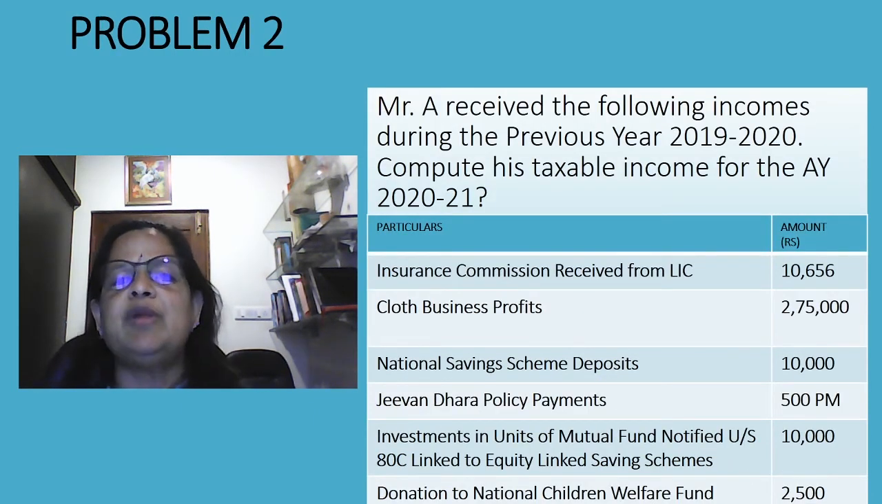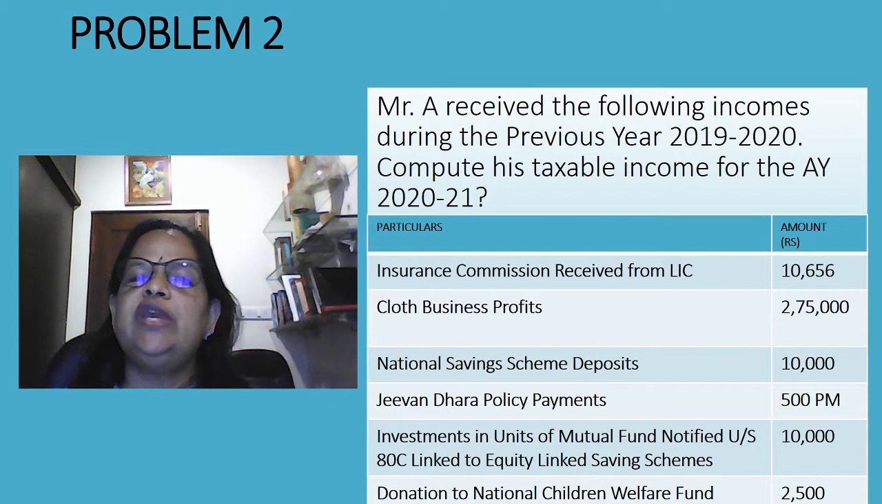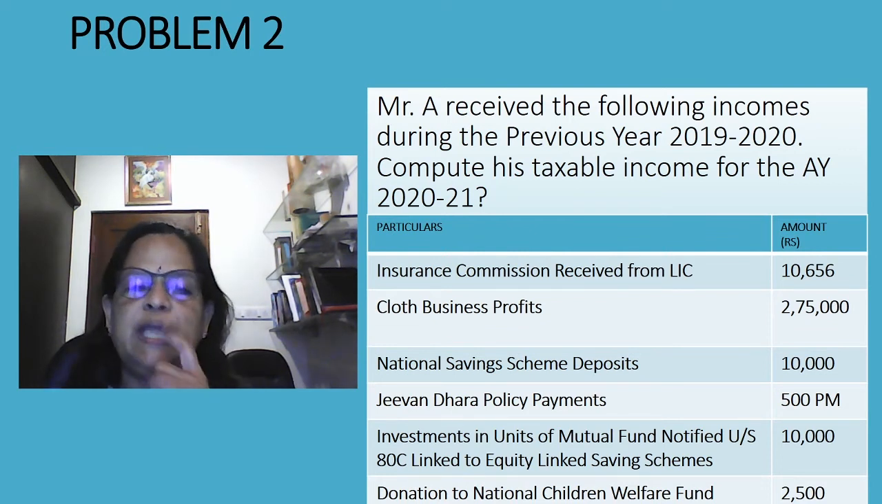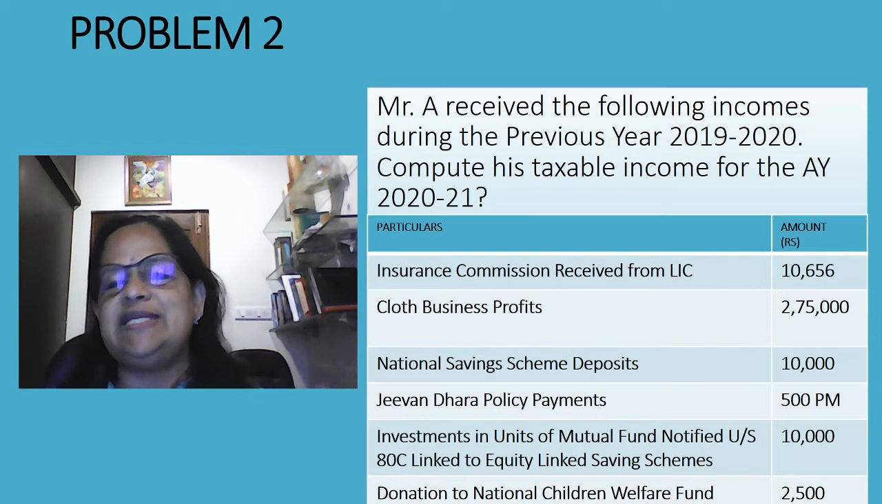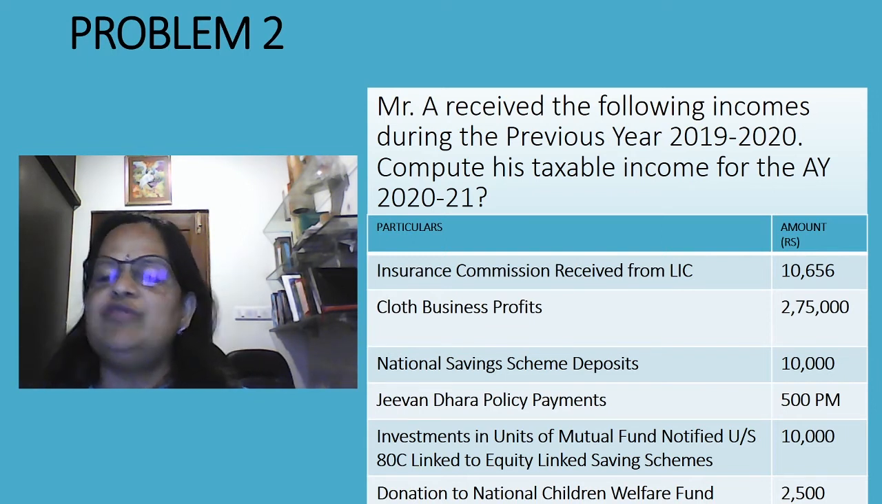Now the second problem. Mr. A received the following incomes during the previous year 2019-20. Compute his taxable income for the assessment year 2021. So the first one is insurance commission received from LIC. This is important, you have to remember: 10,656.